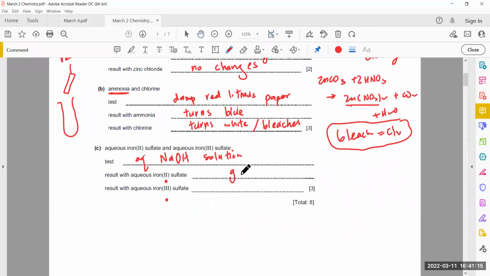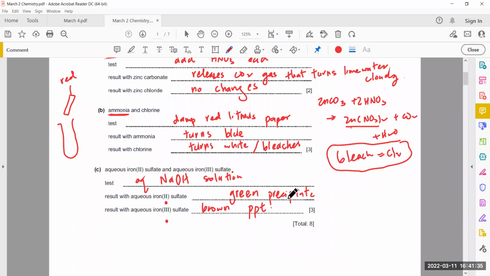Okay, this one will be green precipitate. Anything to do with iron 2 is green. Green precipitate. This one is brown precipitate. Okay? All right. Do you understand question 1?